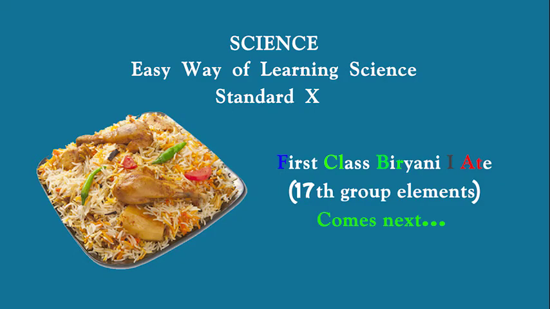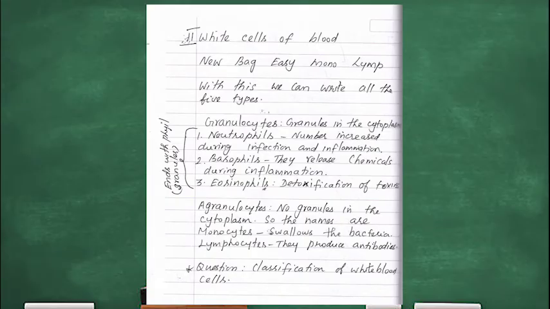Then next comes, our blood consists of 3 types of cells: white cells, red cells and platelets. Now we are going to see the white cells of blood. For this also, one sentence you read or study, then it is easy for you to write the answer. New bag easy monolimb. Again I repeat, new bag easy monolimb. With this we can write all the 5 types.